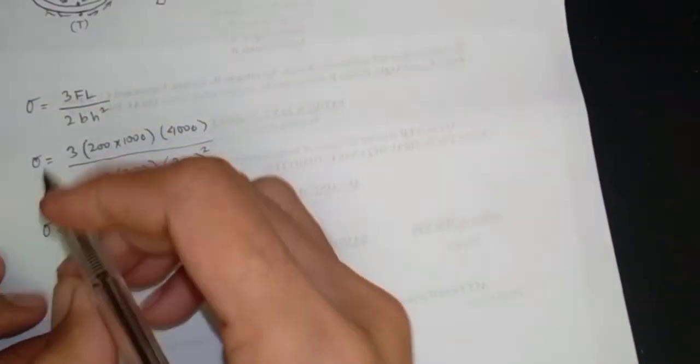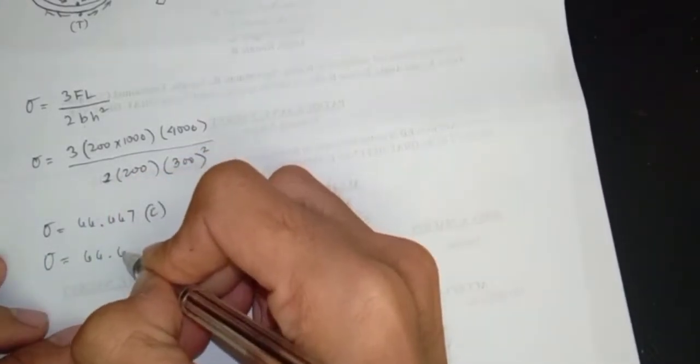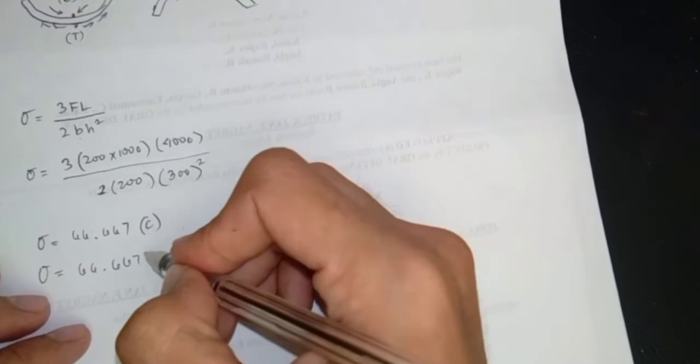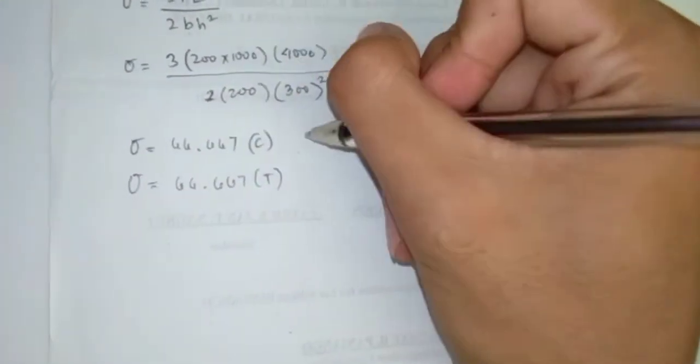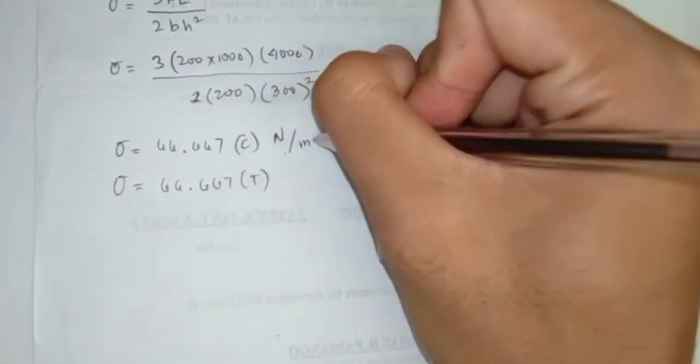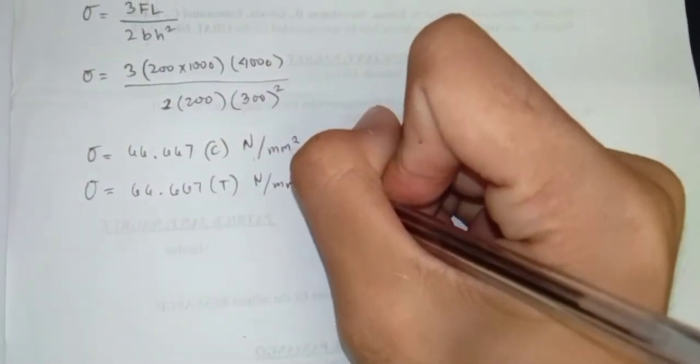Equal din ito siya sa tensile stress natin, since symmetrical yung beam natin, equal lang siya doon sa compressive and tensile stress natin. Ay wait, nakalimutan ko yung unit pala natin. Ang unit natin is Newton millimeter squared. Yan yung unit ng stress natin.